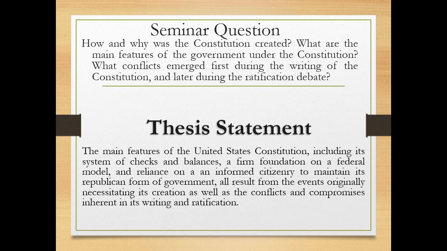Then, paragraph 4, the events originally necessitating its creation. What were those events? Shays' Rebellion, the Annapolis Convention. The next paragraph, the conflicts and compromises inherent in its writing: the New Jersey Plan, the Virginia Plan, the Connecticut Compromise, the Three-Fifths Compromise, the Slavery Compromise, the Electoral College, the language surrounding impeachment, the triumvirate versus the one-person office. Those were the compromises inherent in its writing. The compromises inherent in its ratification: the anti-federalist-federalist debate, including the establishment of the Bill of Rights.